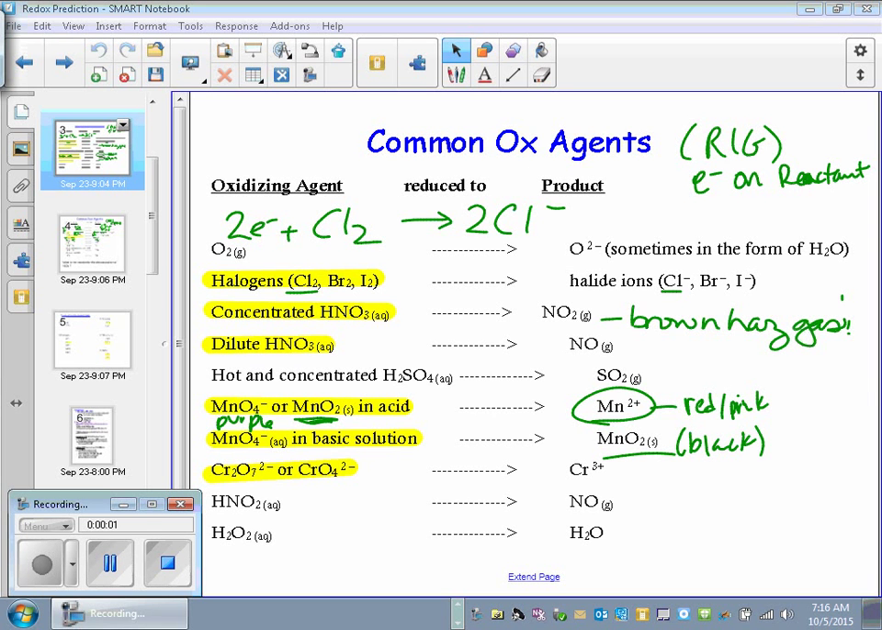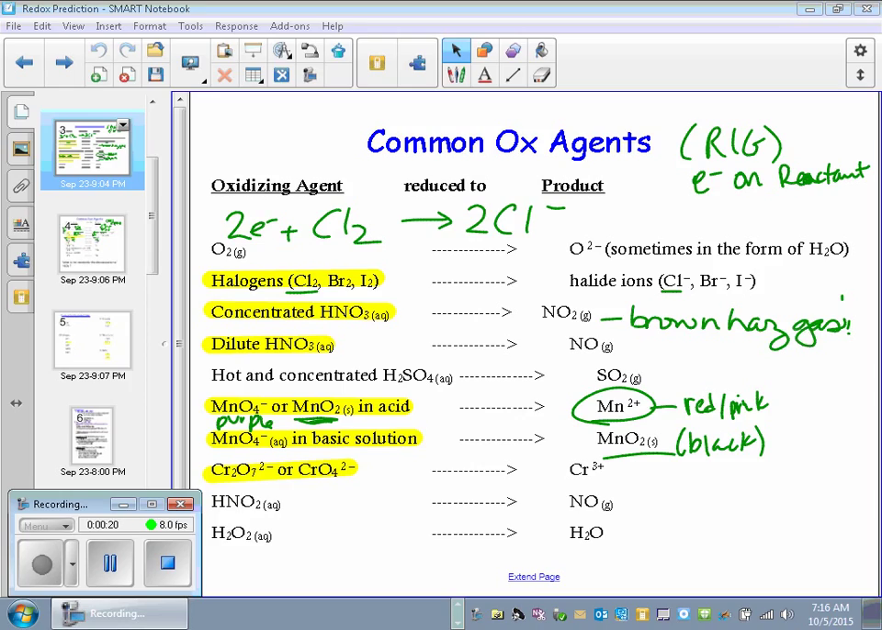Problems, especially on this test, because AP is requiring less and less memorization of prediction of products. It's more about the application of it. But you still need to know how to use this sheet. This sheet that I gave you for common oxidizing agents and reducing agents is important to have in front of you at all times when you're trying to predict products.